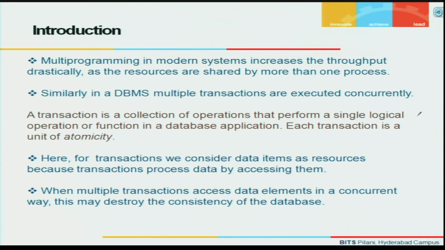Here for transactions we consider data items as resources, because transactions process data by accessing them from the database. When multiple transactions access data elements in a concurrent way, this may destroy the consistency of the database. One advantage of executing concurrent transactions is that we increase the throughput, because the data items, which are the resources for these transactions, are used in a shared manner. But at the same time that may destroy the consistency of the database. That is why we need to be very careful when we execute multiple transactions simultaneously.